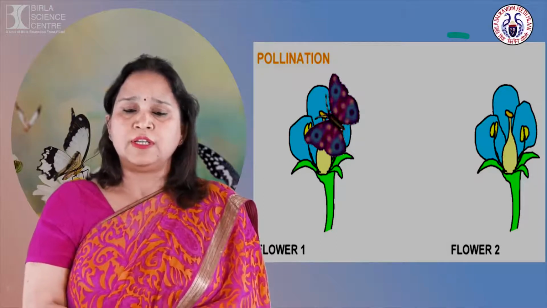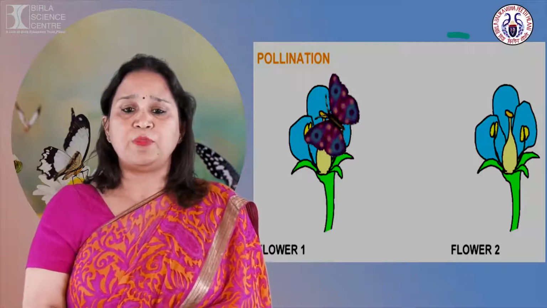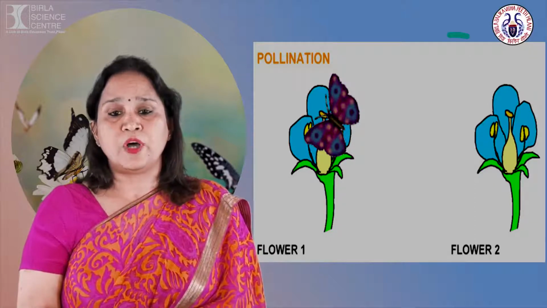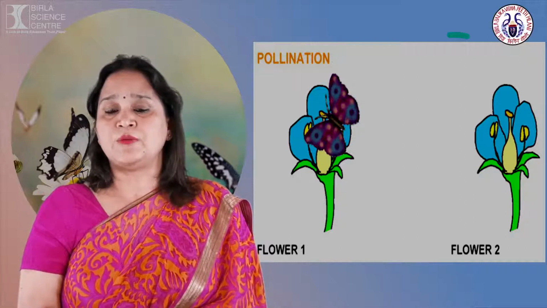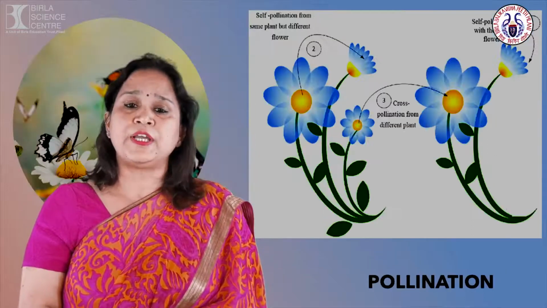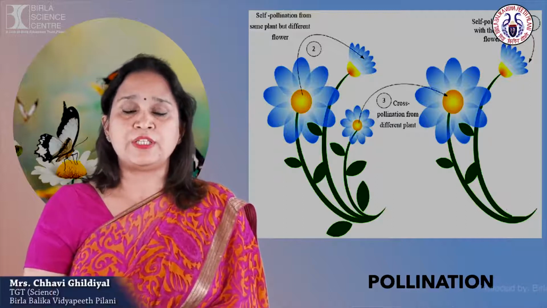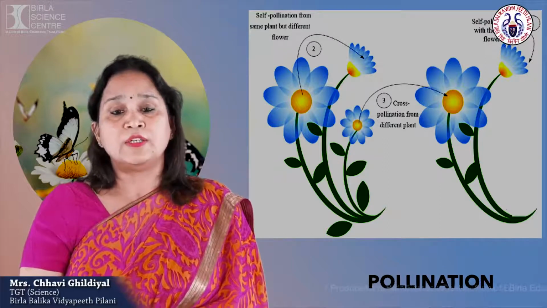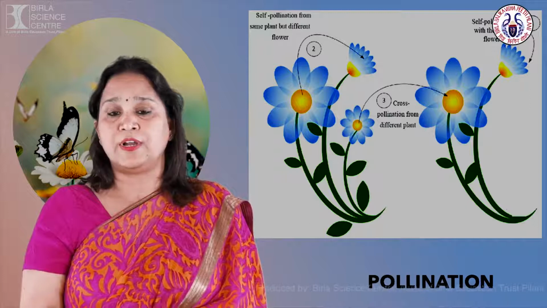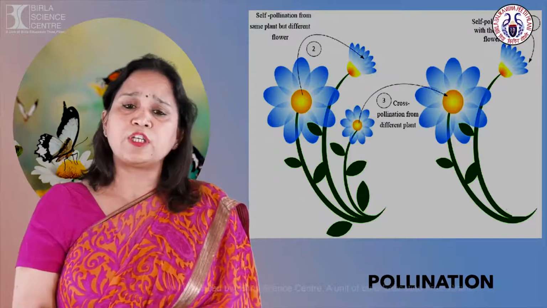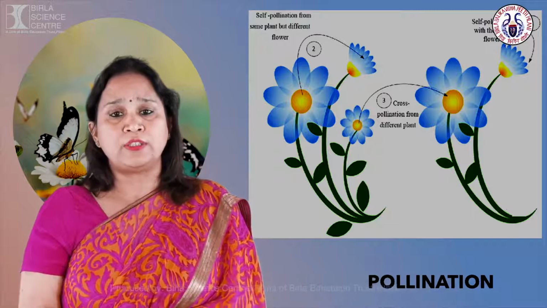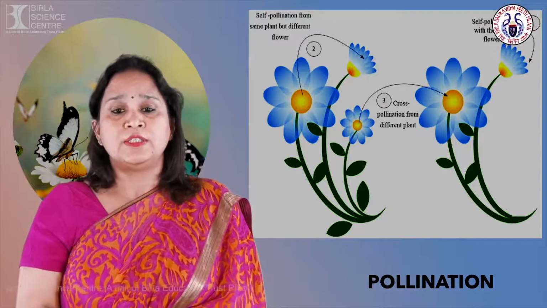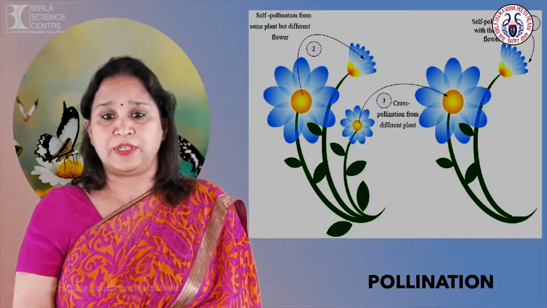pollination. Insects like butterflies and honeybees are the pollinators. They help in pollination. They help in the transfer of pollen grains from the stamen to the stigma of the flower. Pollination can occur in two types, self-pollination and cross-pollination. Self-pollination means when the pollen grains fall on the same flower's stigma or the same plant's flower stigma. But cross-pollination is when the pollen grains fall on another plant's flower stigma. So due to pollination, the gamete transfer takes place.